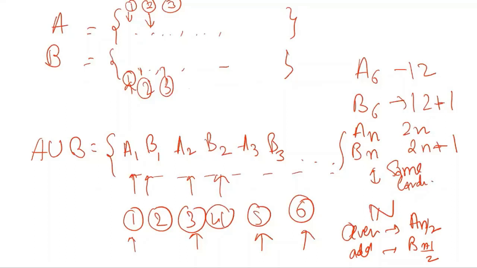Okay. And so you are able to prove that this is a bijection. For every element of A union B you can find a number, and for every number in the natural number set you can find an element in A union B. No element in the natural numbers is left. No element in A union B is left. It's a bijection. So A union B should have the same cardinality as natural numbers. So both are countably infinite.